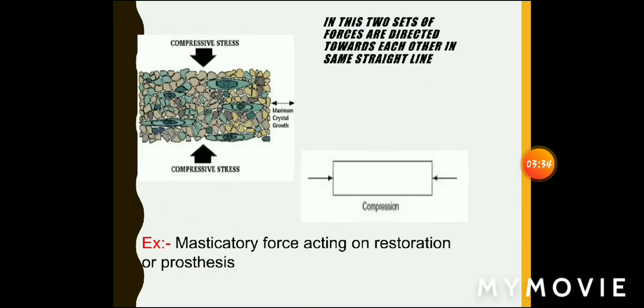Coming to this picture where compressive stresses are acting, the force application in this is two sets of forces that are directed towards each other in the same straight line. Usually the forces acting in the same straight line are called uniaxial forces since they are acting in the same axis. The best example is the masticatory forces acting on the restoration or the prosthesis. That is, the vertical forces acting on the prosthesis are a good example of compressive stresses acting in the oral cavity.